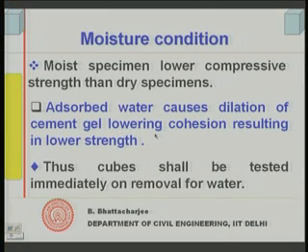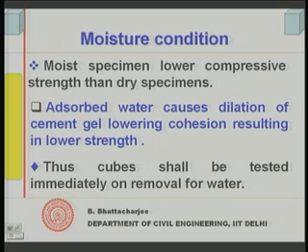The next factor which is important for test conditions is moisture condition. It has been observed that a moist specimen shows lower compressive strength than a dry specimen. It is interesting. Whereas, if you are testing the specimen under tension, which we shall discuss later on, in case of tensile strength testing, it is the other way around. A dry specimen shows lower strength compared to a moist specimen, but in compression, a moist specimen shows lower compressive strength than a dry specimen.